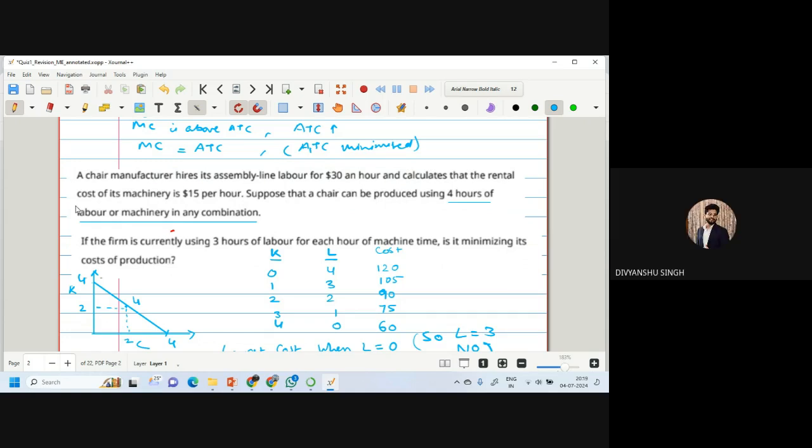Is it a linear function? Is it all possible combinations we have to make? Yes, he is saying a chair can be produced using 4 hours of labor or machinery, any combination. So labor cost, this has to be total machine. Any combination: 1 0 4, 1 3, 3 1.